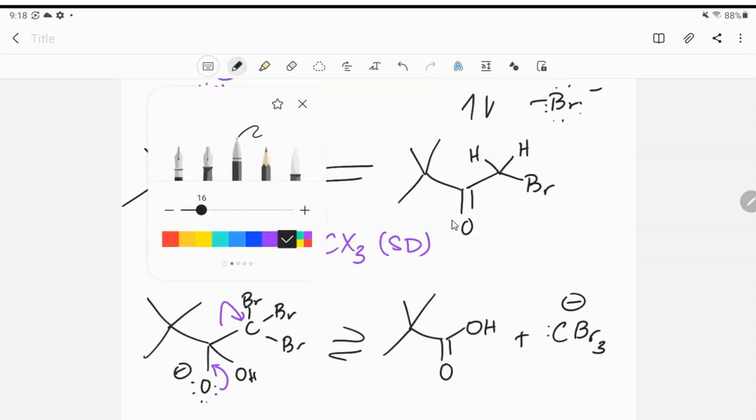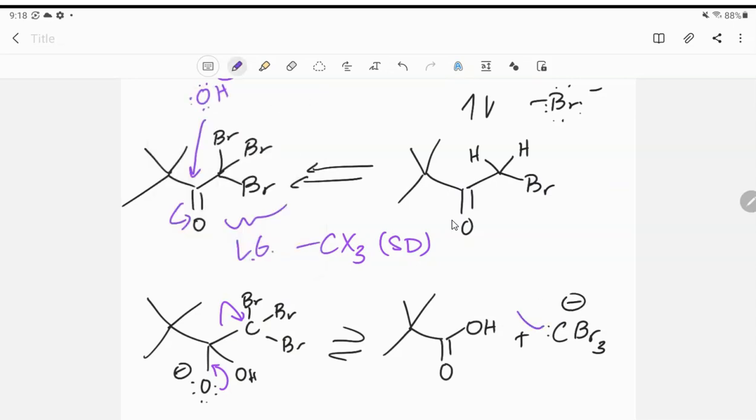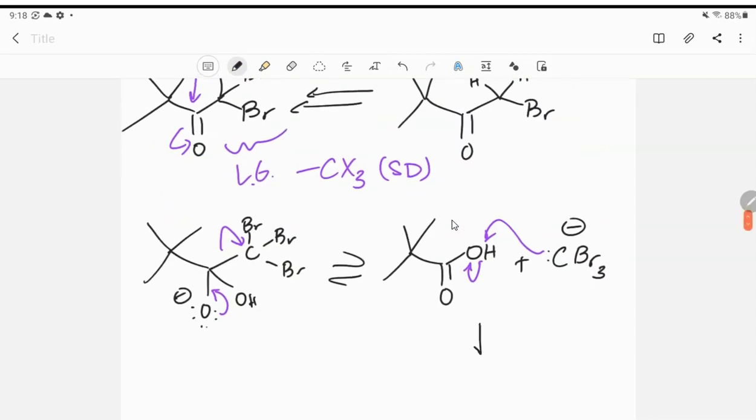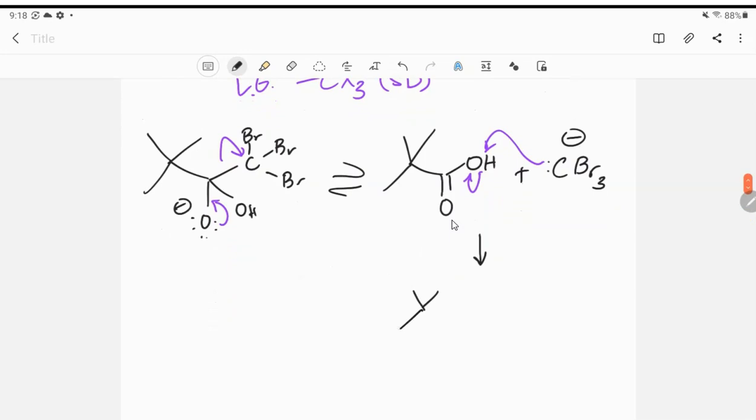And then, of course, this thing is just going to deprotonate our acid. And so we end up with the carboxylate, and in this case, this is bromoform. Like you've obviously heard of chloroform, right? CHCl3. Bromoform is the bromine equivalent. I'm sorry, Bailey. And then the iodine one would be iodoform.